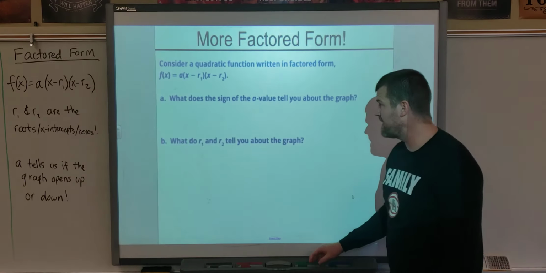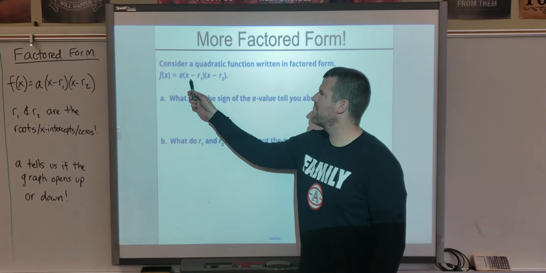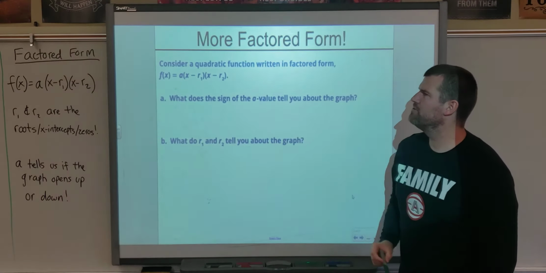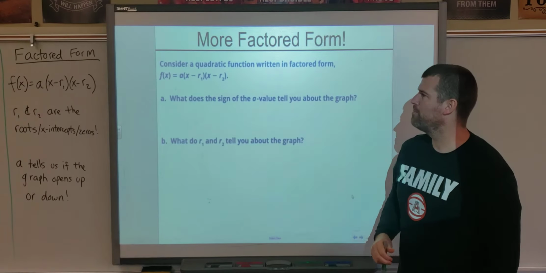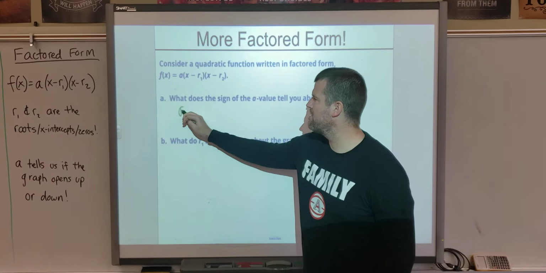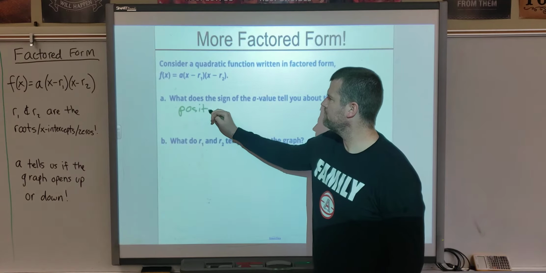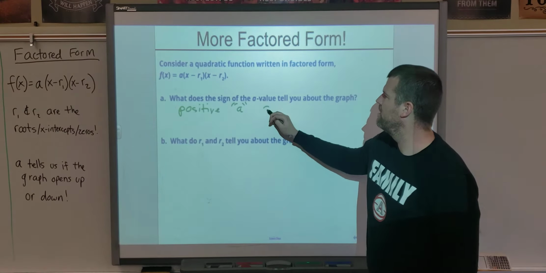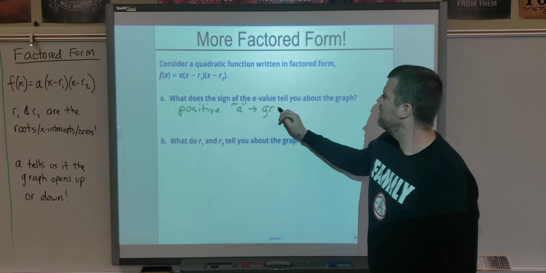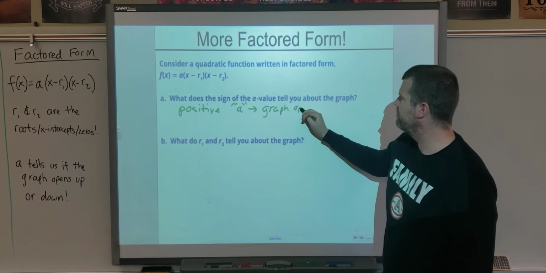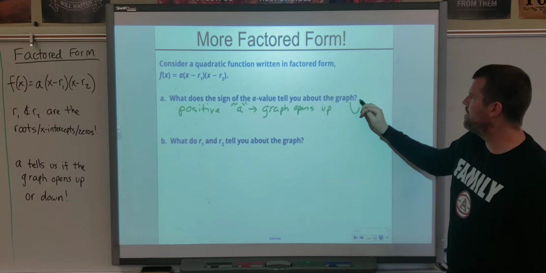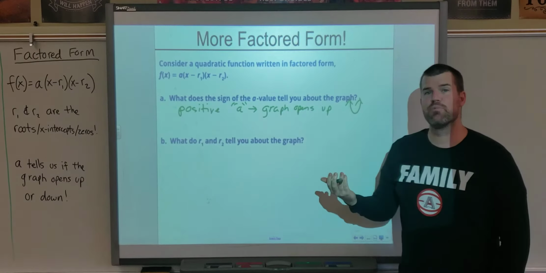Factored form. We talked about it yesterday. A times x minus the root times x minus the root. We know that the a value tells us whether the graph opens up or down. So if we have a positive a, we know the graph opens up. All right, so it's going to open up, which means will it have a maximum or a minimum?